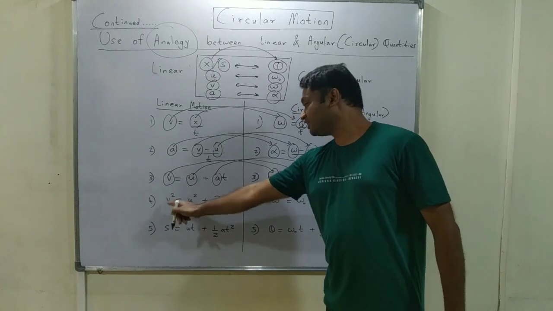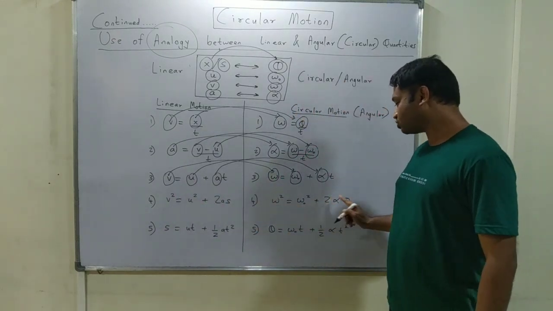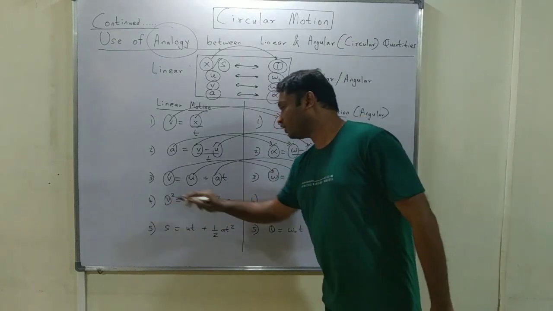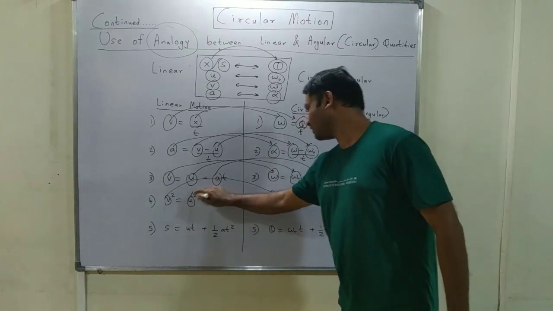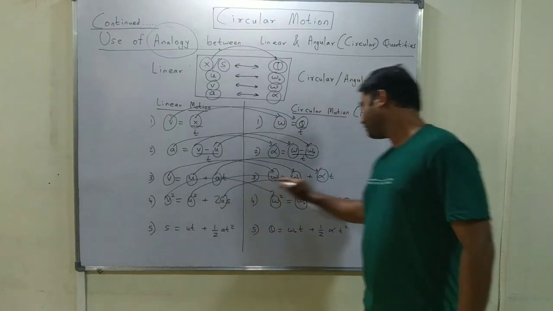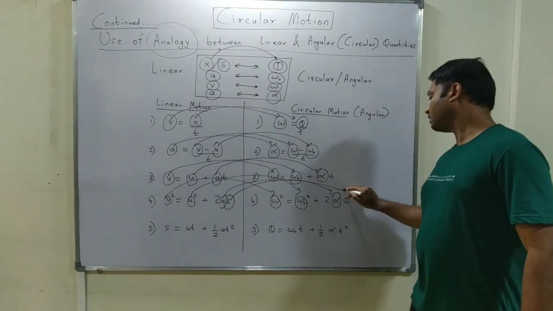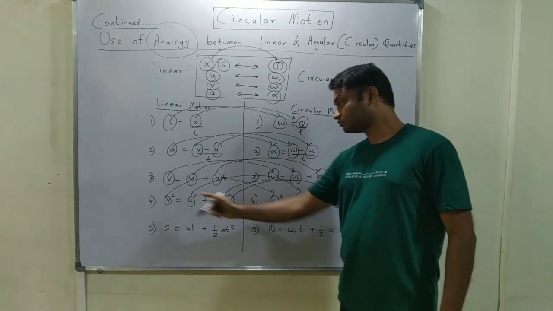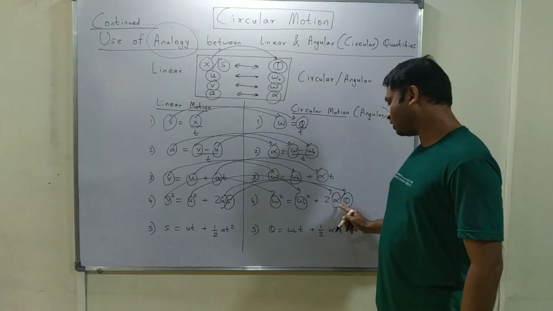Second kinematic equation, v square is equal to u square plus 2as becomes omega square is omega naught square plus 2 alpha theta. Final velocity के जगह पे final angular velocity, initial velocity के जगह पे initial angular velocity, acceleration की जगह पे angular acceleration, displacement की जगह पे angular displacement. So v square is equal to u square plus 2as becomes omega square is omega naught square plus 2 alpha theta.